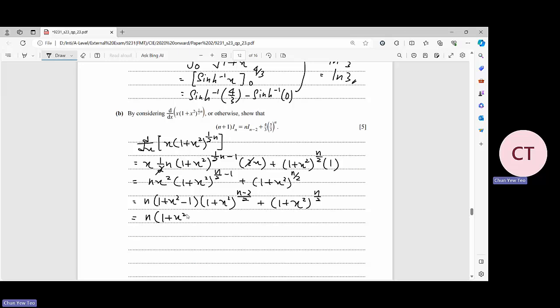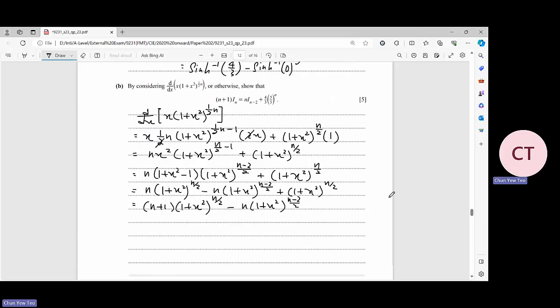n (1 plus x squared) to the power of n over 2, then minus n (1 plus x squared) to the power of (n minus 2) over 2, plus (1 plus x squared) to the power of n over 2. You can see that these two are the same term. You can join them together, then you will get (n plus 1) (1 plus x squared) to the power of n over 2 minus n (1 plus x squared) to the power of (n minus 2) over 2. Okay, so this is what we have.